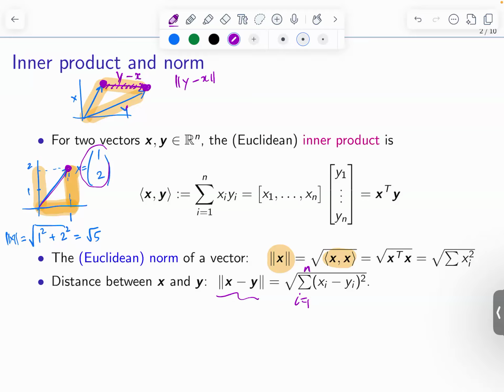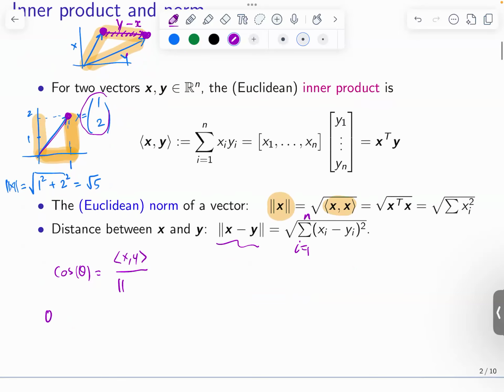Anyone know how do you find an angle between two vectors? Yes, the inner product is going to be the norm of each of these vectors times the cosine of the angle. In other words, the cosine of the angle between two vectors would be the inner product. So let's say theta is the angle between x and y. The cosine of theta will be the inner product divided by the product of the norms.